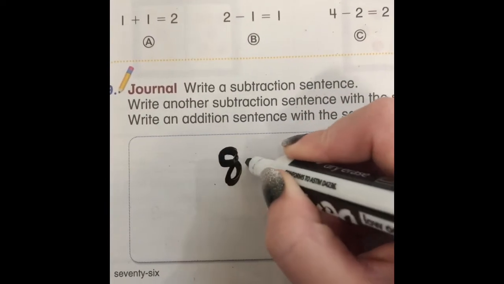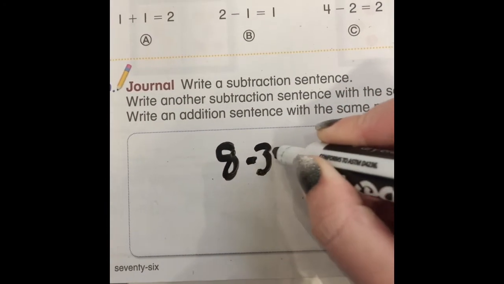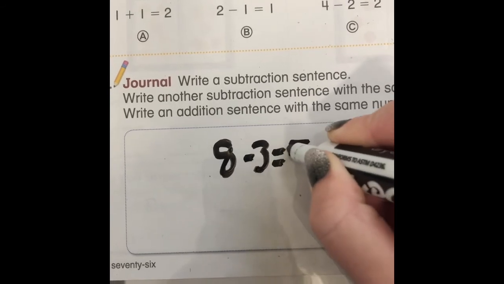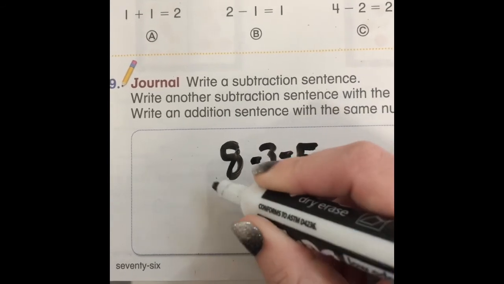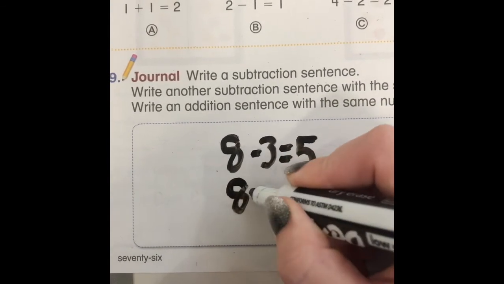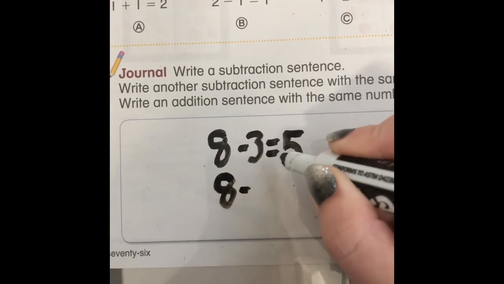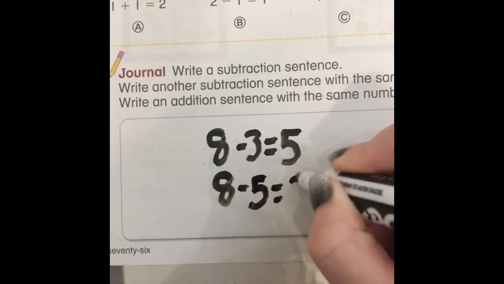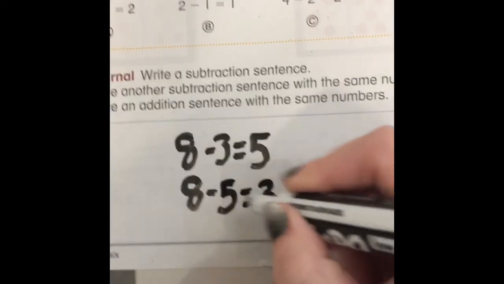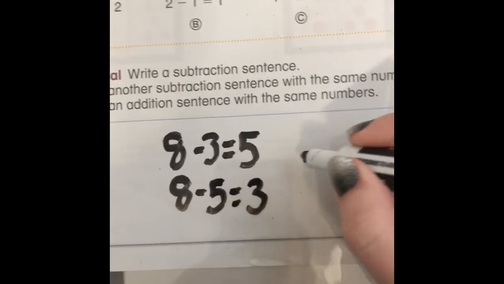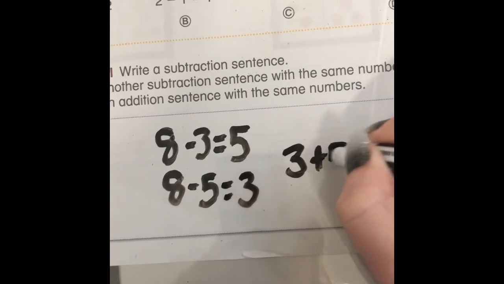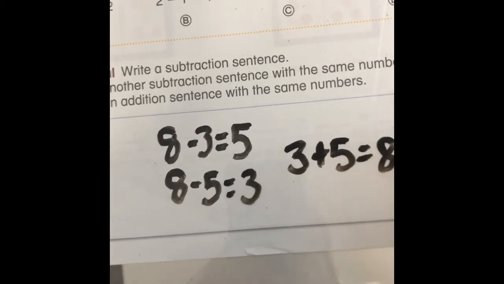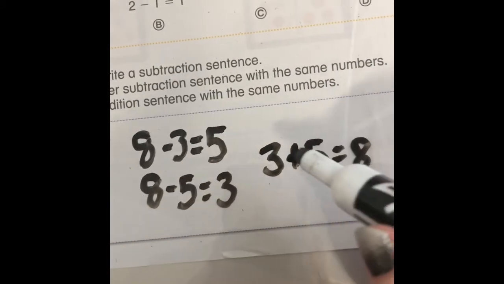I'm going to do 8 take away 3. 8 take away 3 is 5. So I have to write one more. Well, the only way I'm going to make this look different and still keep my numbers is by putting 5 there and 3. And then I'm going to take the parts, here they are at the end, make an addition sentence. So you use your own numbers. Don't use 3, 5, and 8.